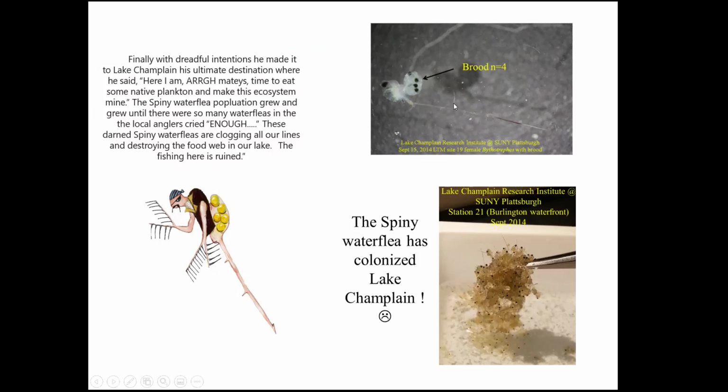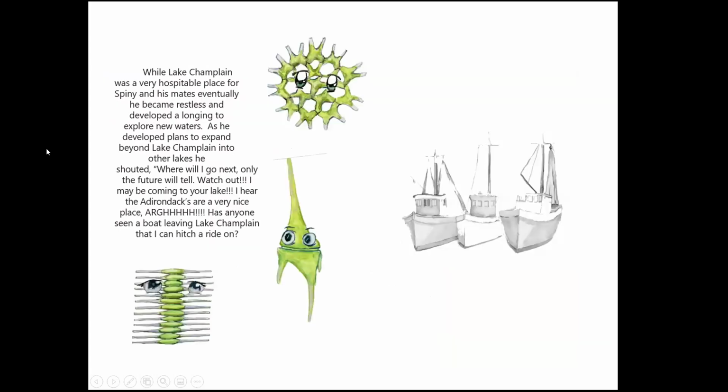The top one is a female spiny waterflea with a brood of 4 on its back, a brood of eggs. And the bottom one is one of the early samples with several hundred spiny waterflea specimens, literally within weeks of the first specimen collected in the lake. While Lake Champlain was a very hospitable place for Spiny and his mates, eventually he became restless and developed a longing to explore new waters.